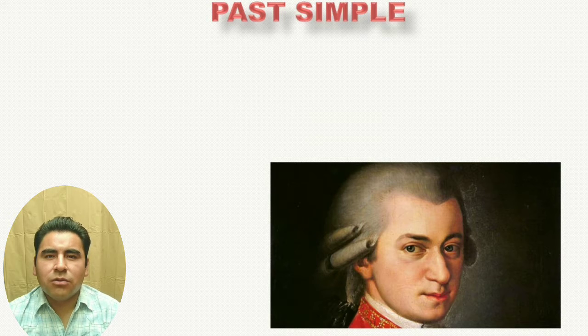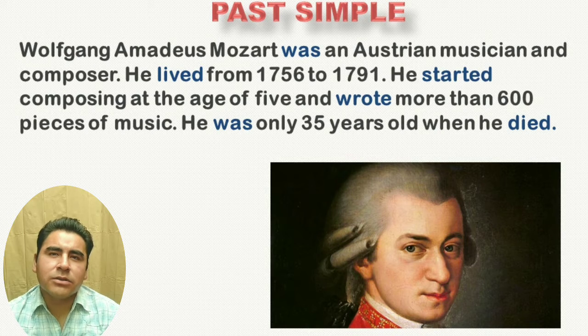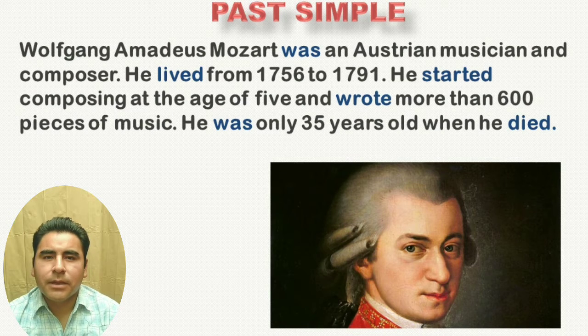Look at this picture. We have a famous person here. Wolfgang Amadeus Mozart was an Austrian musician and a composer. He lived from 1756 to 1791. He started composing at the age of 5 and wrote more than 600 pieces of music. He was only 35 years old when he died.